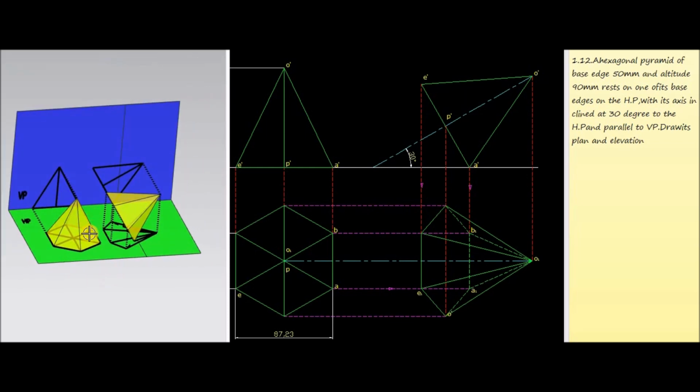Now we have to mark this three-dimensional geometry on a 2D plane. For that, consider the intersection of the vertical plane and horizontal plane as the XY line.